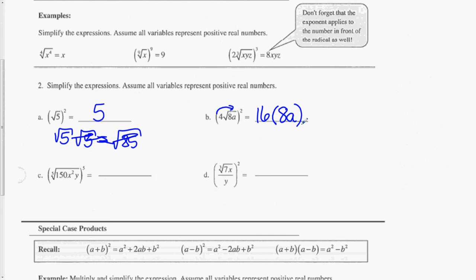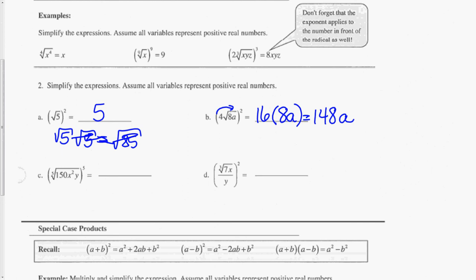And then I'm going to take 16 times 8. And then you're going to have your a with it. So this was kind of in two parts. I did the outside, and I squared it. That's where I got the 16. And then I did the underneath. And because the underneath is squared, it comes out. So 16 times 8 is going to give me 128a. Okay?